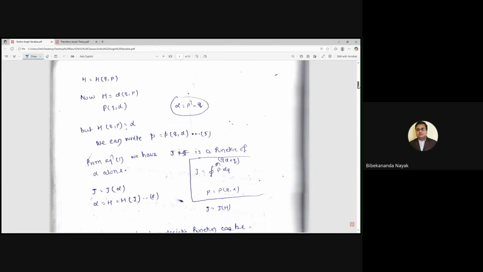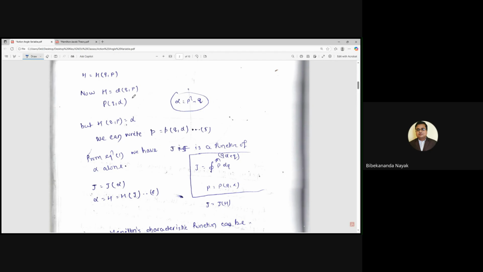So the Hamiltonian is a function of Q, P. But the Hamiltonian equals alpha, so alpha is a function of Q, P, which implies that, in the reverse case, P is a function of Q, alpha. So let's say Q square plus P square by 2m is equal to alpha. Obviously you can say P is a function of alpha and Q, because P square is equal to 2m into alpha minus Q square. So P is a function of Q, alpha.